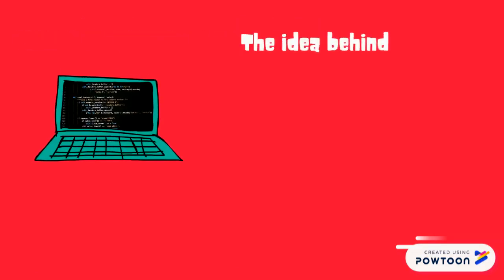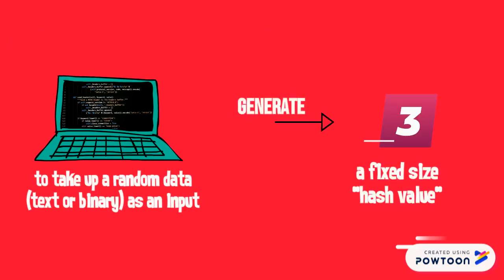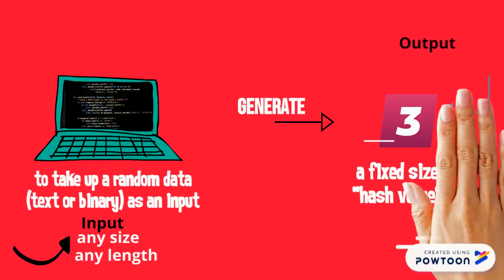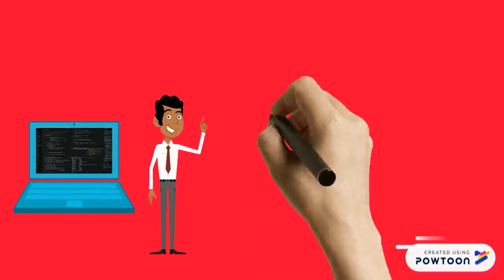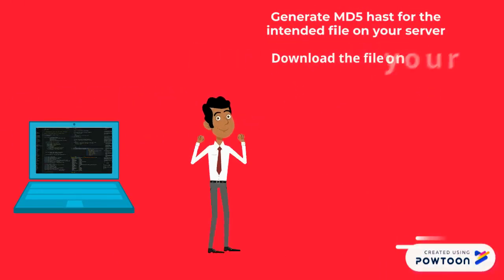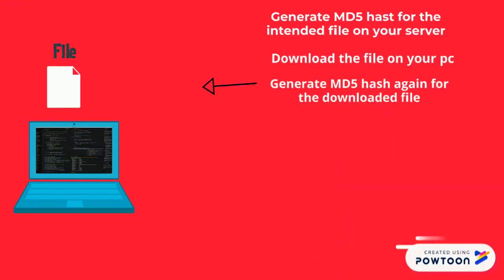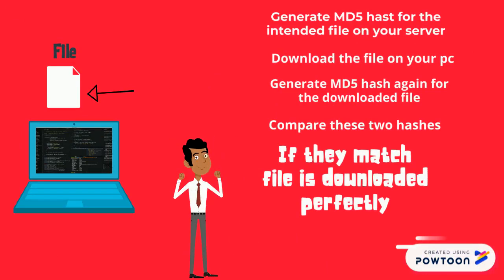The idea behind the algorithm is to take random data, text or binary, as an input and generate a fixed size hash value. Also, the input can be any size at any length while the output is always fixed. One good example of MD5 is to generate an MD5 hash for the intended file on your server. Download the file on your PC. Generate the MD5 hash again for the downloaded file. Compare these two hashes. If they match, the file is downloaded perfectly.